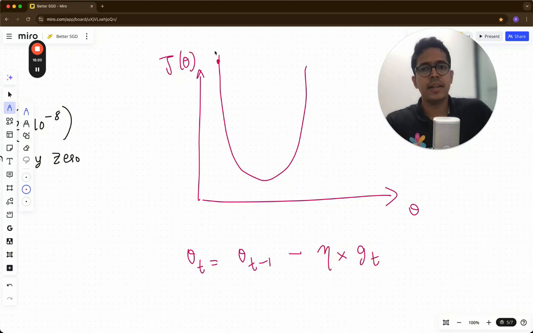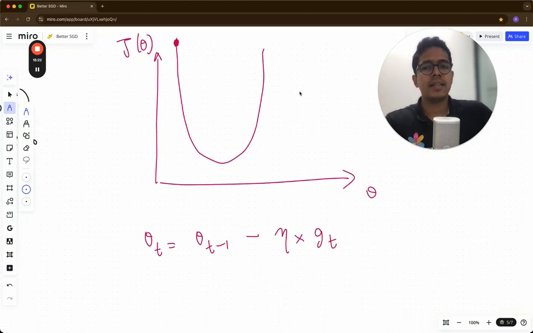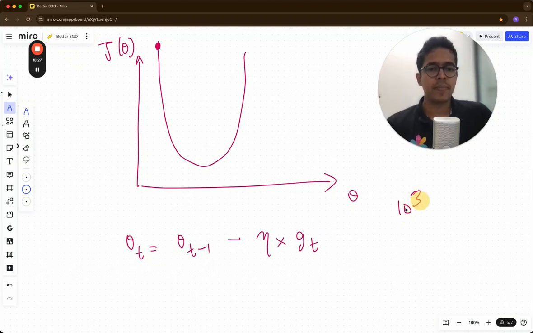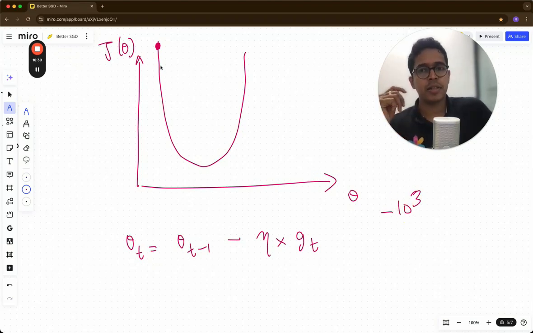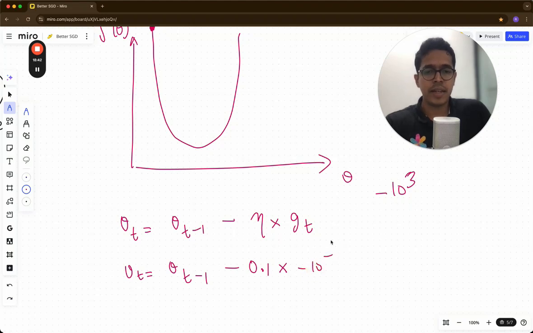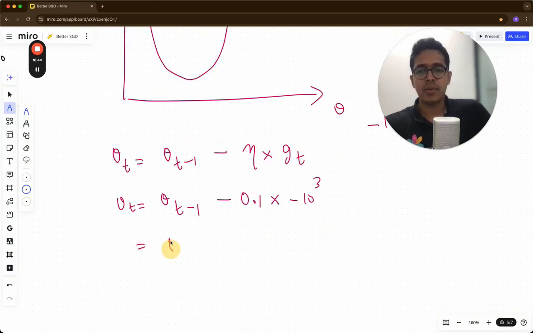Gt is the gradient, right? So here the gradient, let's say, is a very big number, maybe 10 raised to 3, something like that. Actually minus 10 raised to 3, because the gradient is negative. Then theta t in vanilla gradient descent will be theta t minus 1 minus, let's say the learning rate is 0.1, times minus 10 to the power of 3, and this will be equal to theta t minus 1 plus 10 to the power of 2, because 0.1 times 10 to the 3 is 10 raised to minus 1 times 10 raised to 3, which is 10 raised to 2.